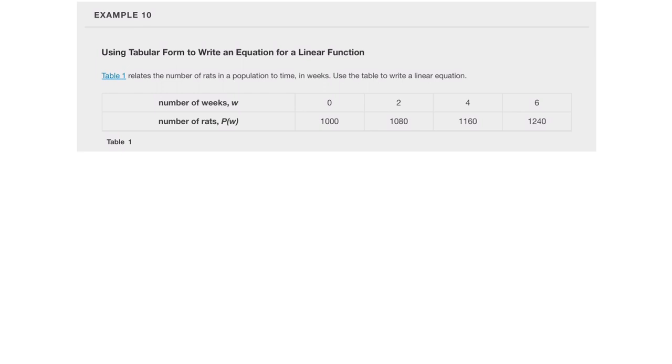So it's example 10. Using tabular form to write an equation for a linear function. Use the table to write a linear equation. So we want the equation of the line that describes this table. Since it's linear, I'm just going to start with y equals mx plus b. We have the value when x is 0, so they give us our y-intercept, our b. The b is 1,000.